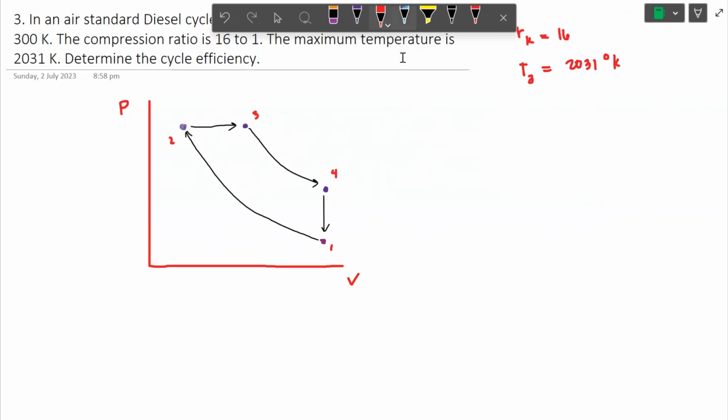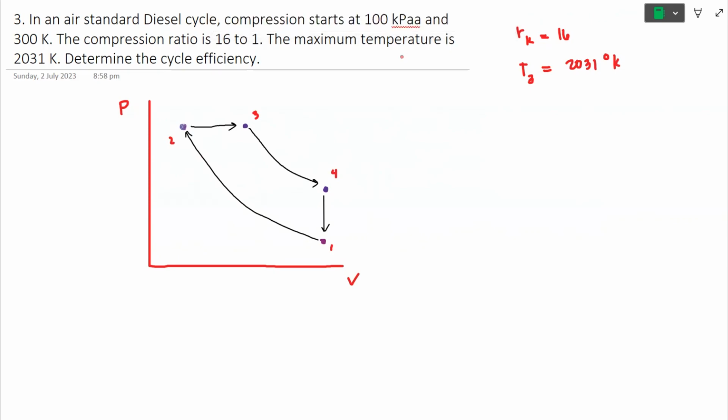So you have point 1 as P1 mo. P1 is equal to 100 kPa. 1 bar yan. T1 is equal to 300 K. Tapos, yung 3 is maximum temperature of combustion, T3 is 2031 K. Yan. Tapos, RK is given na.